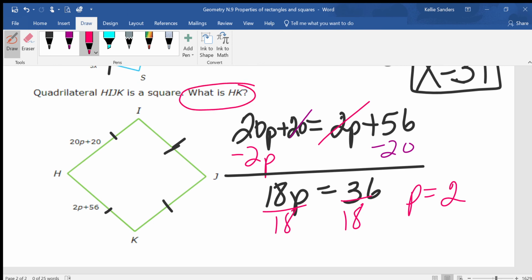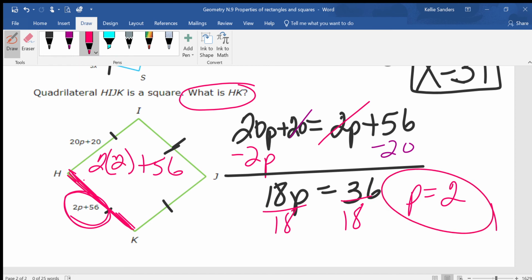The question is, how long is HK? Here is HK. This is HK. So I needed to know what P was to be able to figure it out. So 2 times P plus 56. What was P? 2. So 2 goes right in there. So 4 plus 56 is 60.